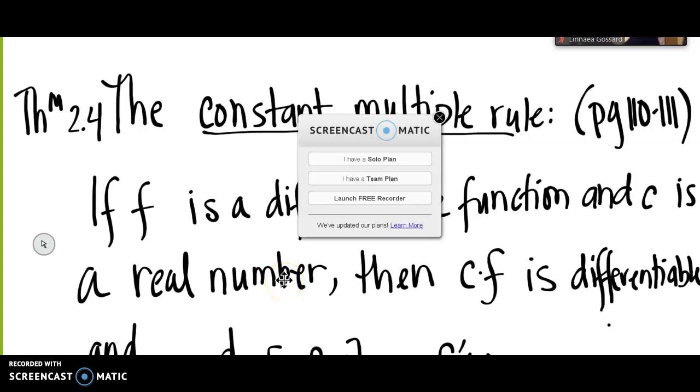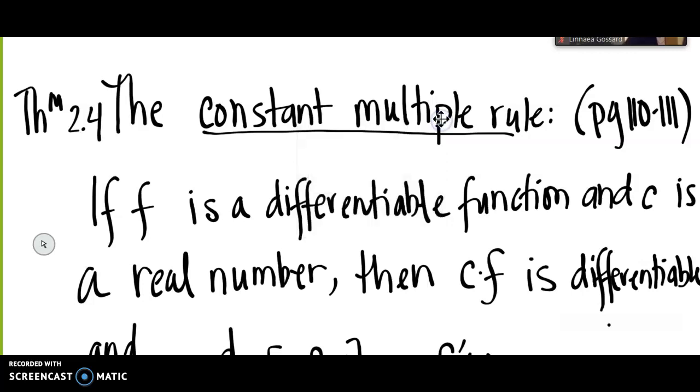All right, so in this video we are going to finish up lesson 2.2 on the derivative, some basic rules of differentiation. So you're going to want to take some notes here.